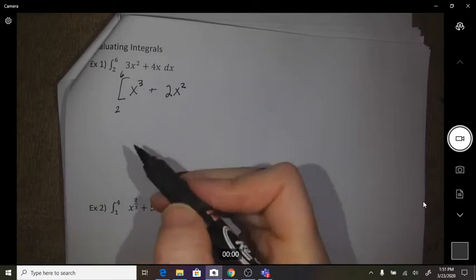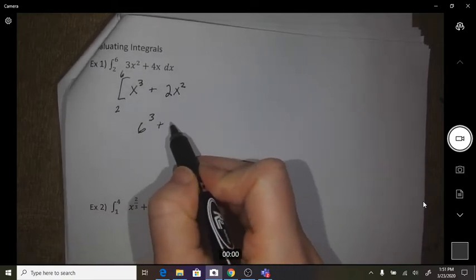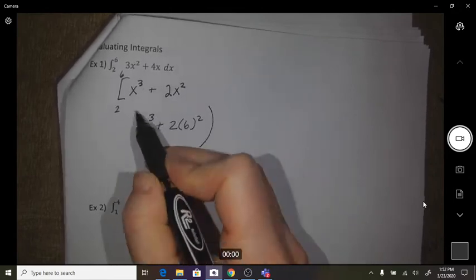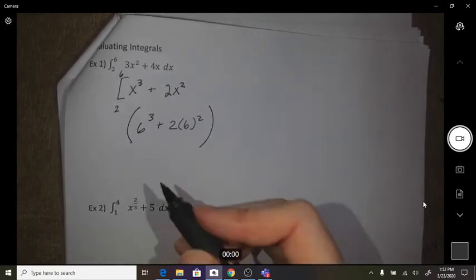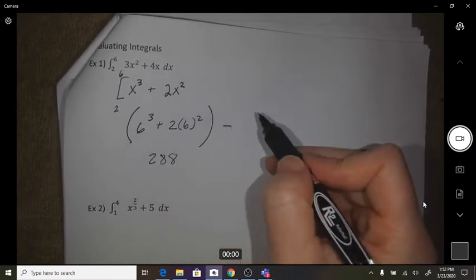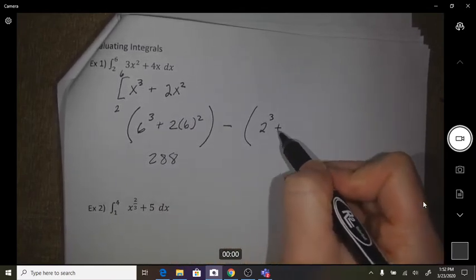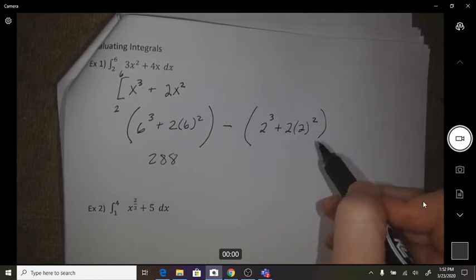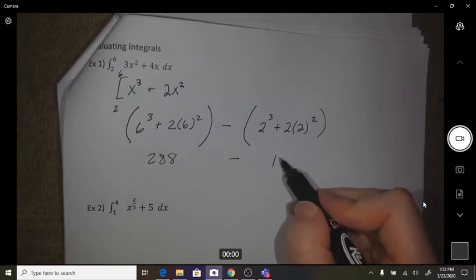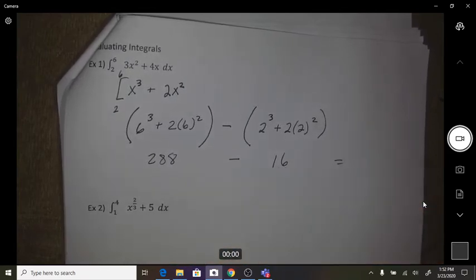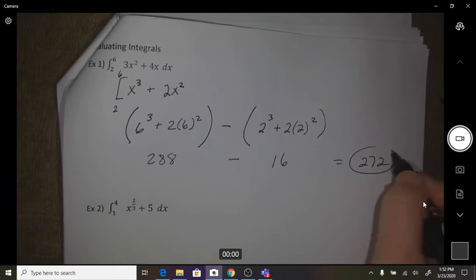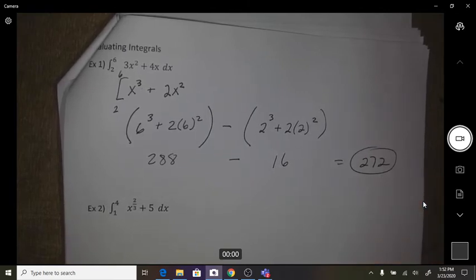Okay, so plug in the upper limit. Okay, so when you plug in a 6 cubed plus 2 times 6 squared, you would get 288. Subtract and plug in a 2. And that is 16. So this, subtract this value, you get an area of 272. Okay, next.